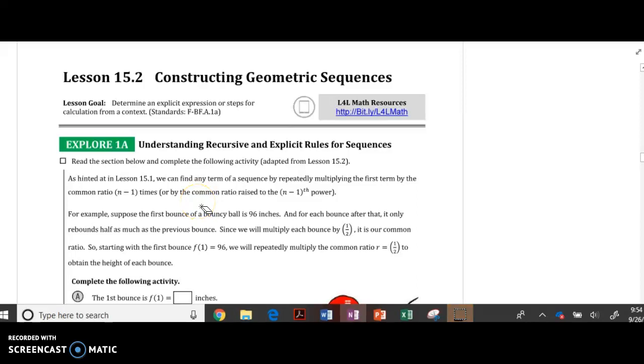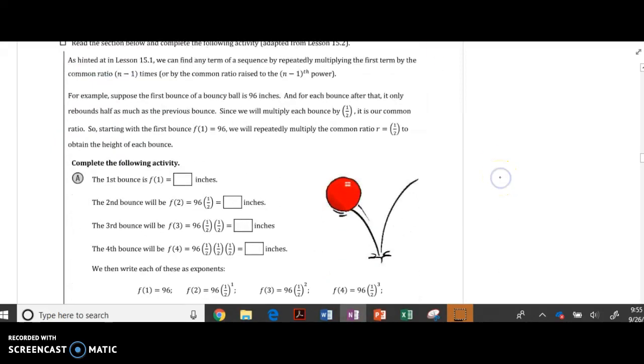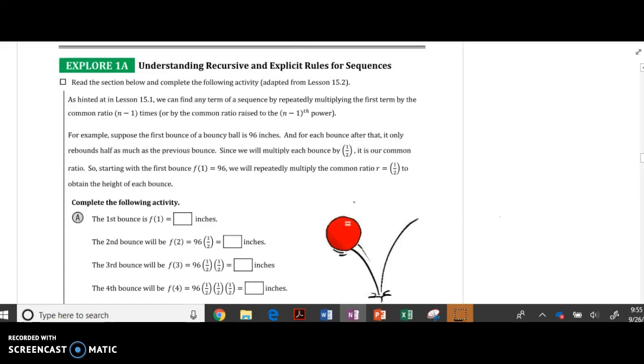Okay, let's work on lesson 15.2. So we're going to be constructing geometric sequences today. As hinted in lesson 15.1, we can find any term of a sequence by repeatedly multiplying the first term by the common ratio n minus 1 times, or by the common ratio raised to the n minus 1 power. For example, suppose the first bounce of a bouncy ball is 96 inches.